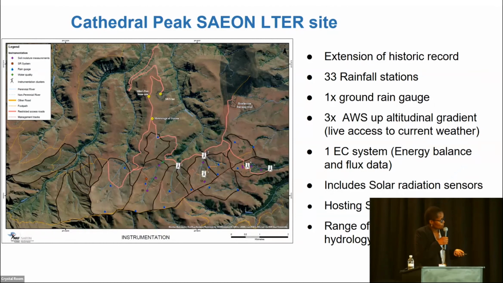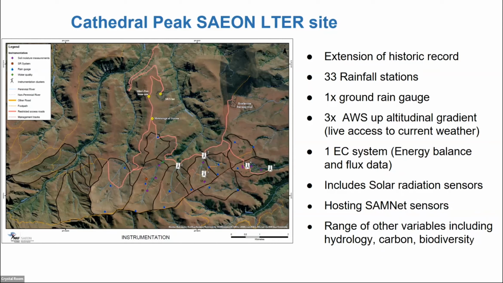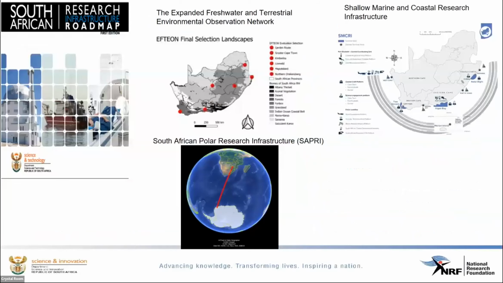This is just an example of the Cathedral Peak. So somewhere you can see we've got some distribution of rain gauges where you see the blue dots. So we've got some landscapes where, for example, we have catchments with different vegetation types, and then we look at the impact of different vegetation types on water security, as well as on the carbon stocks, I mean.